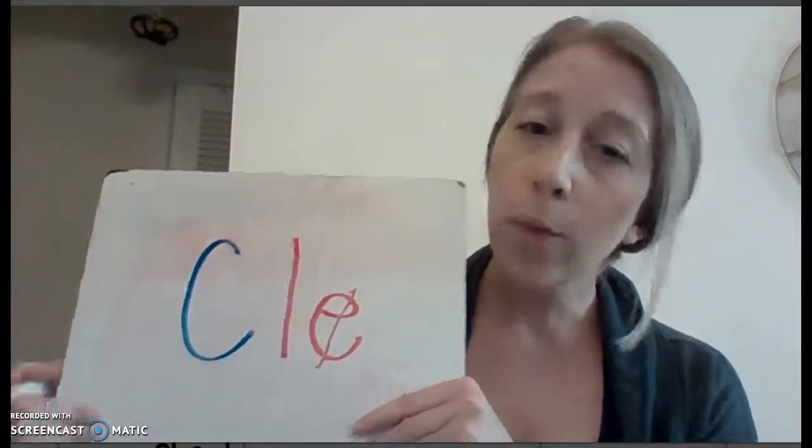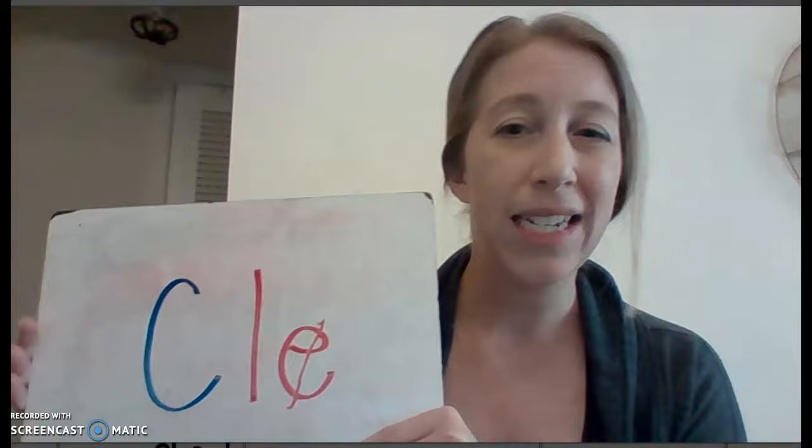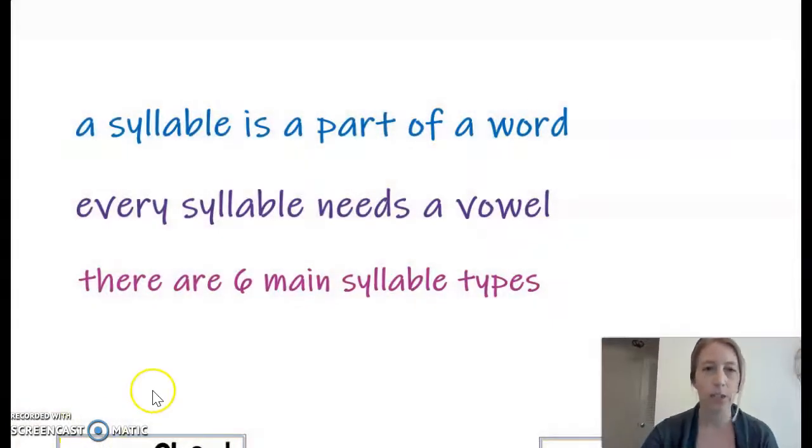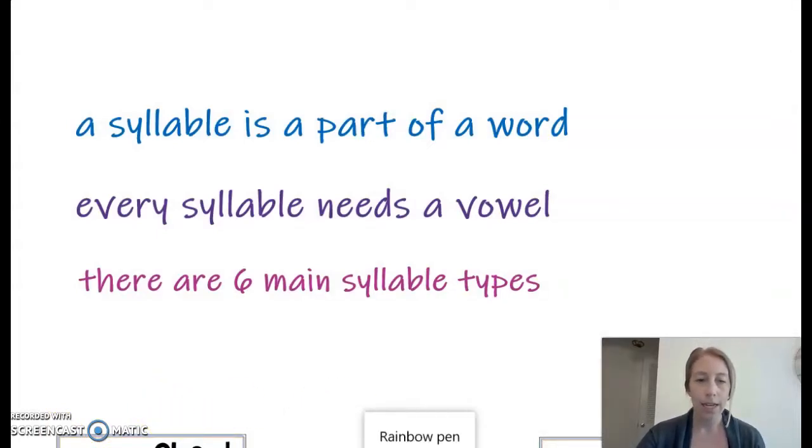So before we start reading some of these syllables, we need to take a look at, first of all, what a syllable is, just a review, and then the different syllable types that we have learned this school year. So I'm going to pop down into the corner like I usually do, and we're going to take a look at some of these little phrases. So the first thing we're going to look at is that a syllable is a part of a word. That's really important. It is a part of a word. It's a piece of a word.